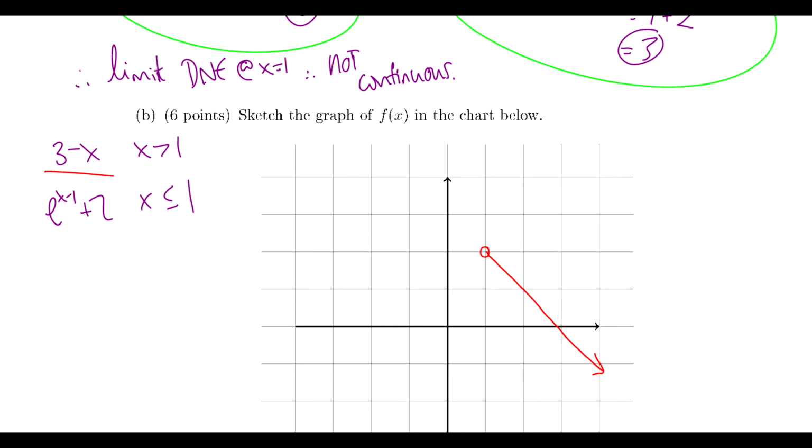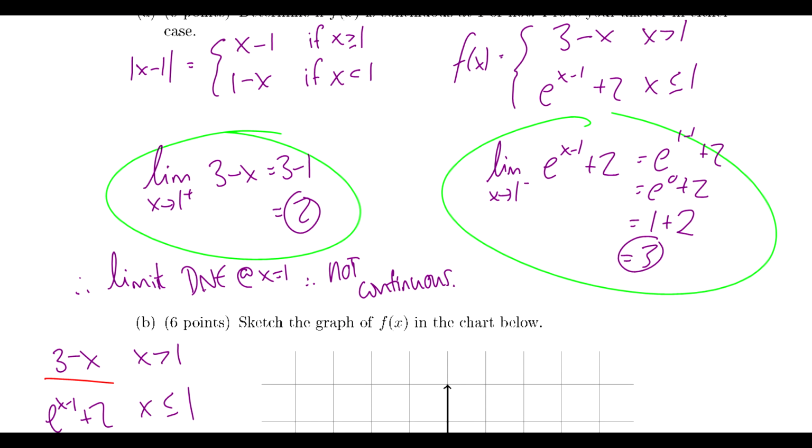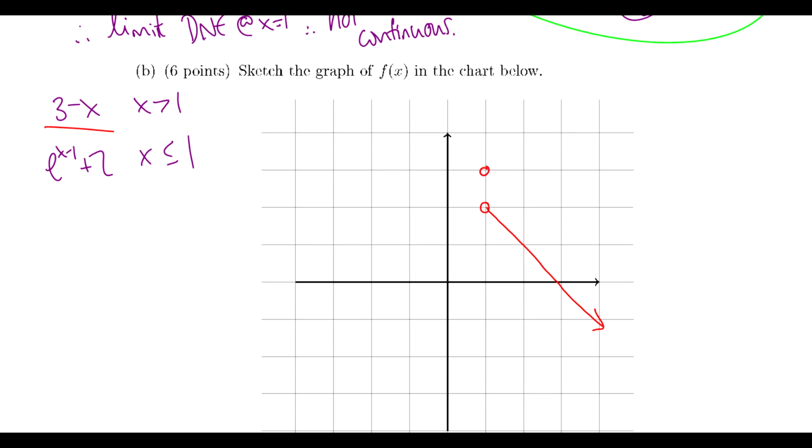Probably learned this in high school. And e to the x minus 1 plus 2, well, we know at 1 it's going to be at 3 here. And if we know anything about e to the x, at negative infinity, it never quite reaches 0. So it's never going to quite reach 0 plus 2. So we have this horizontal asymptote here that it's never quite going to touch. So it looks a little bit like this. And this would be your graph.